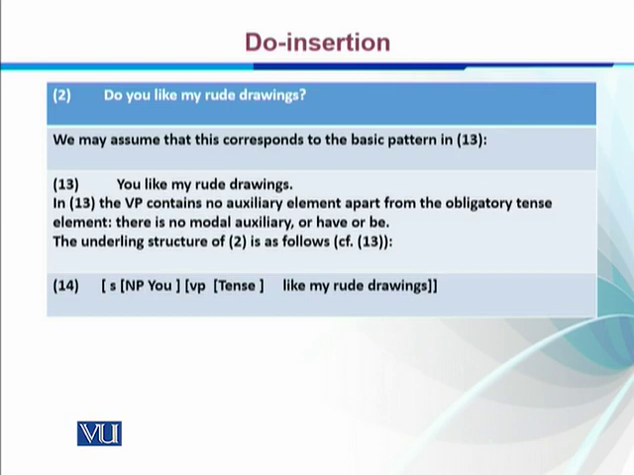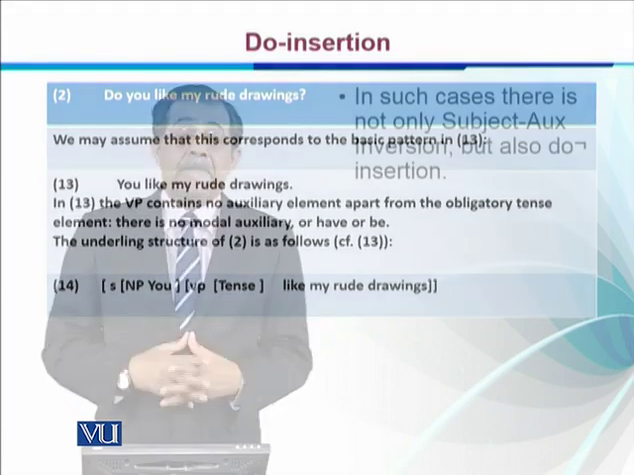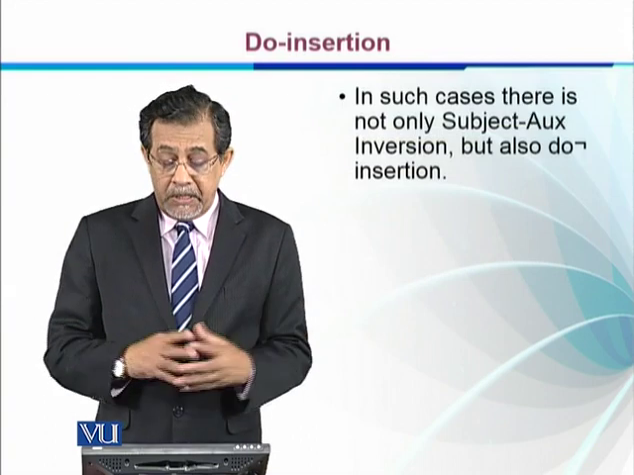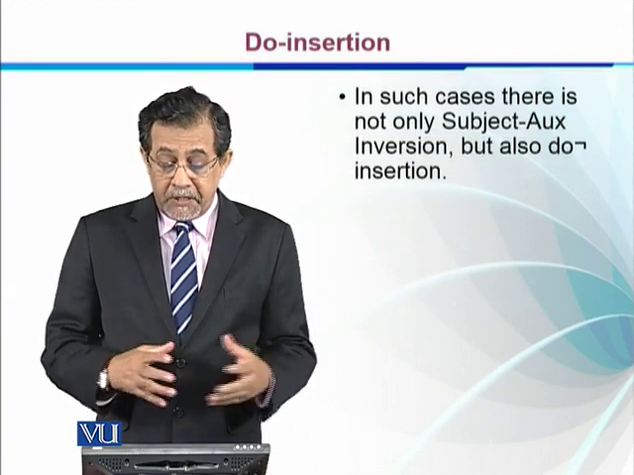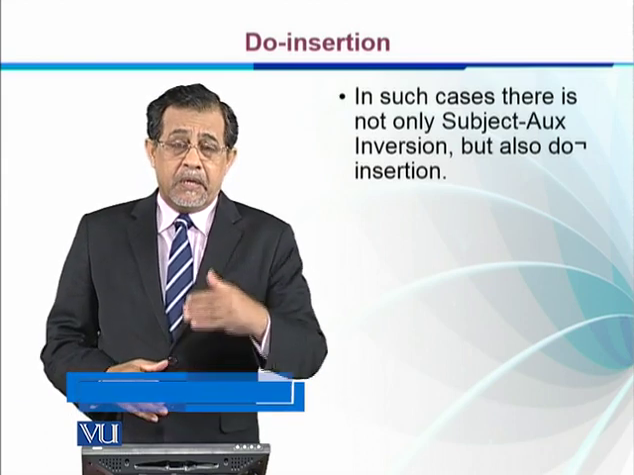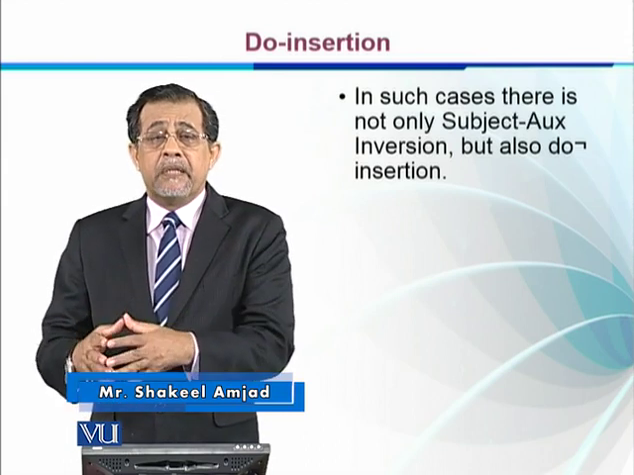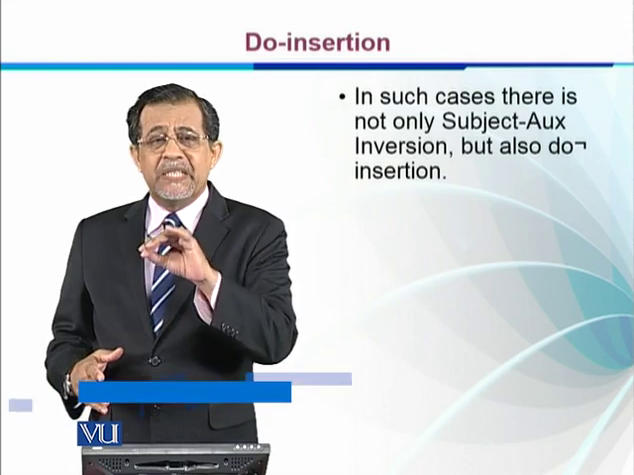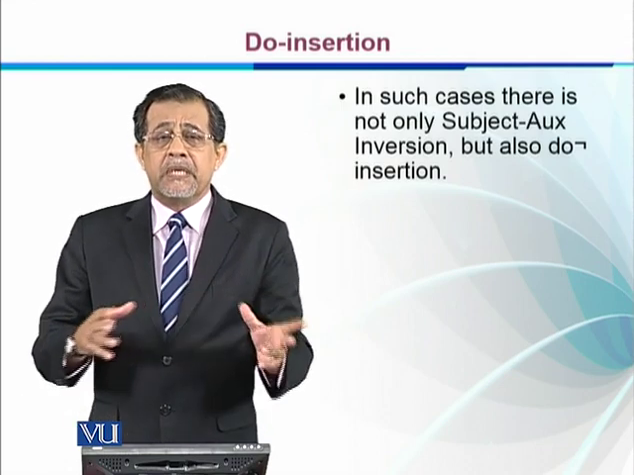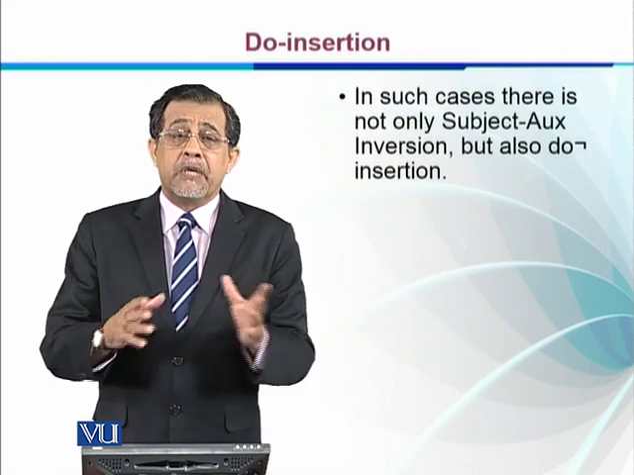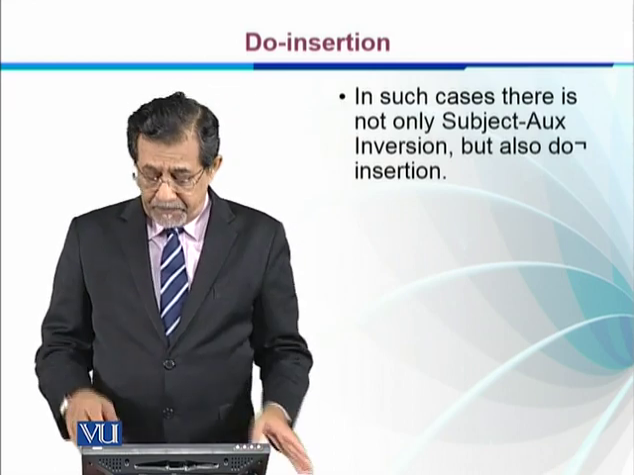So actually, if we give it a bracketing, in 14, we have sentence, noun phrase, which is the subject you, verb phrase with its tense, and like my rude drawings. This is the basic structure. In such a case, there is not only subject auxiliary inversion, but also do insertion. I mean, not only has the subject gone into the second place, rather there is a do which is inserted before the subject or between subject and verb, right?